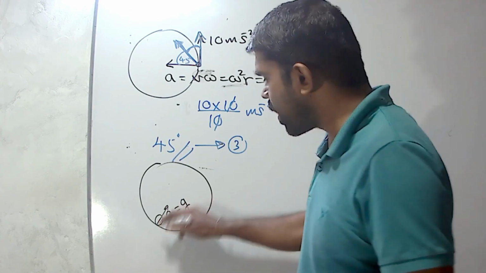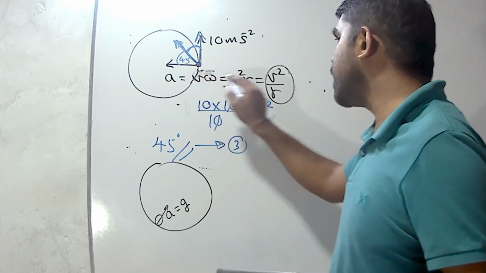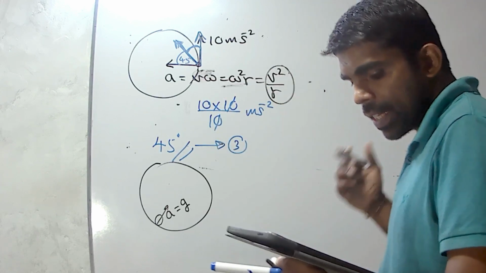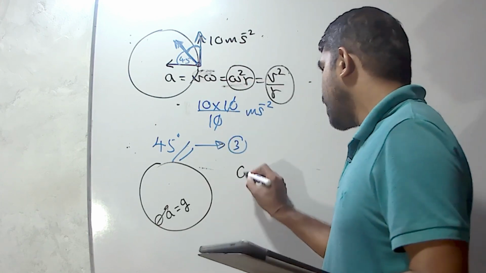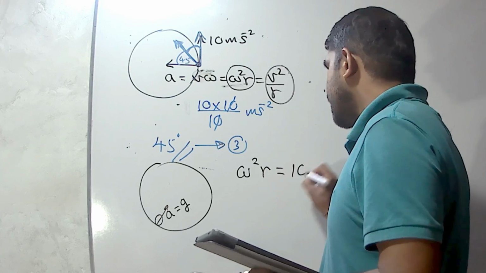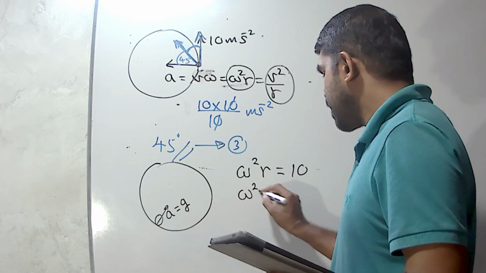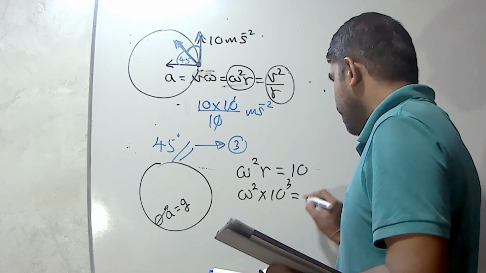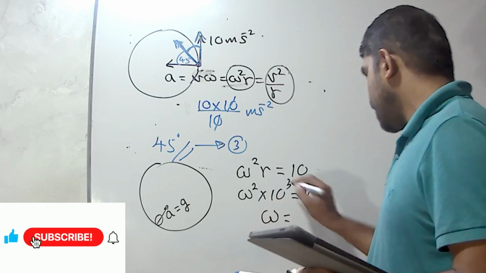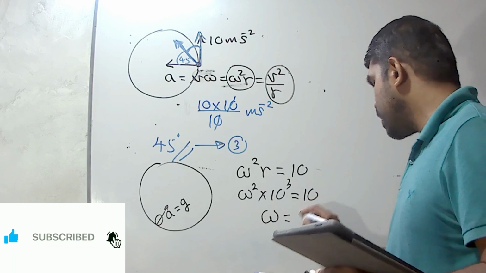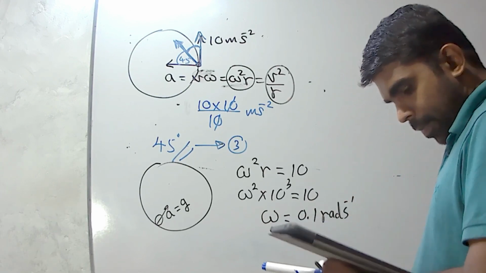We can get the acceleration towards the center using these three relationships, but we have to find the angular velocity. Therefore, we can use omega squared r. Then omega squared r should be the gravitational acceleration, which is 10. We have to find omega. Radius is 10 to the power 3. Then we can get the omega value as 10 to the power minus 2 square root 0.1 radians per second. Answer is 1.